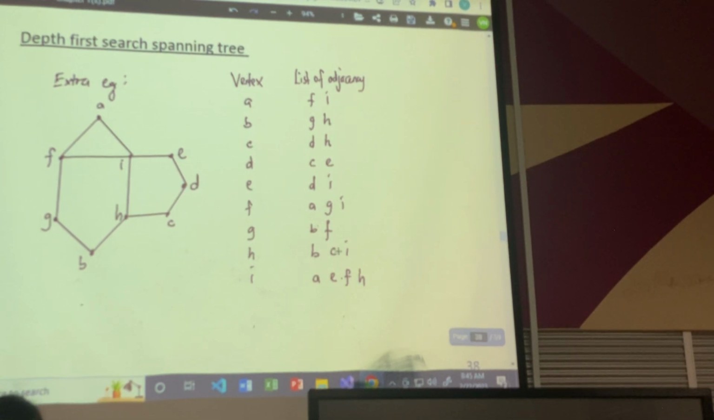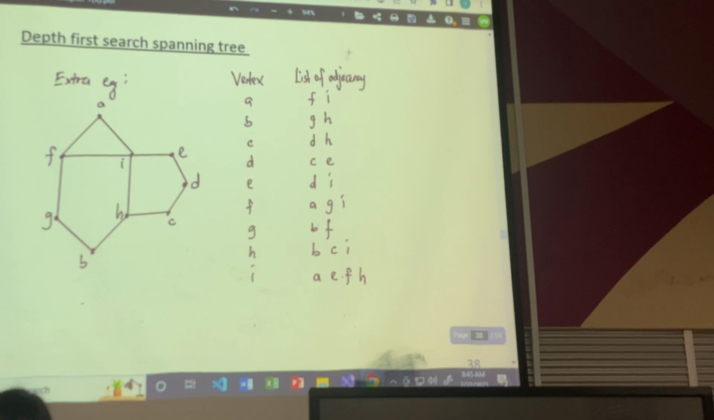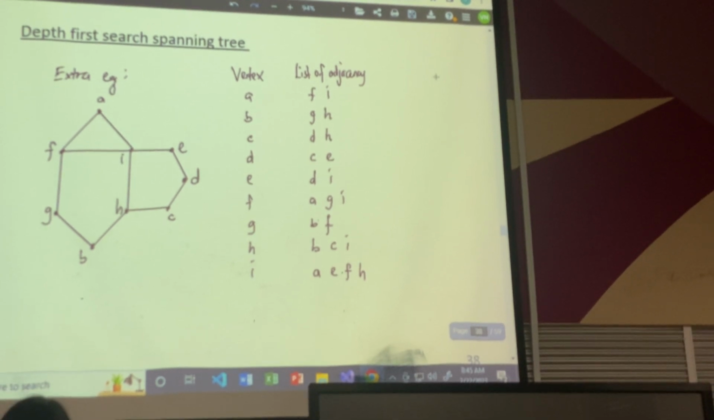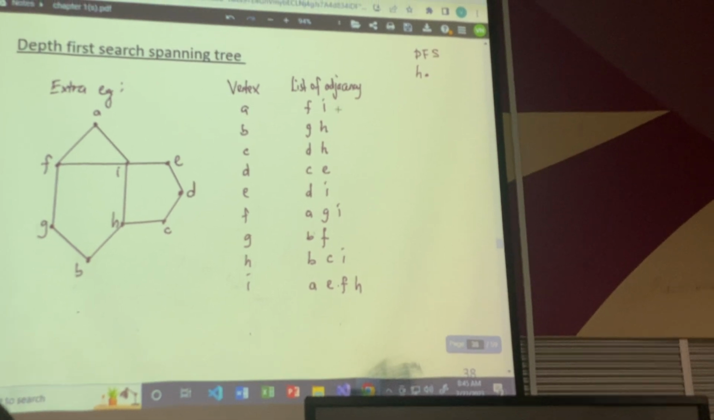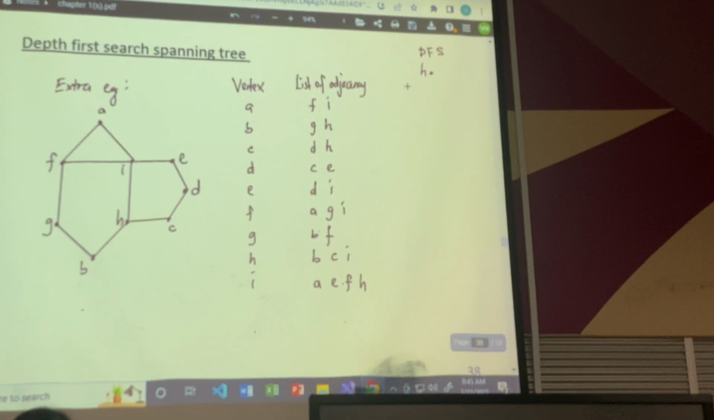Now, let's say we choose H as the root. Okay, start from H. So using the depth first search, can you do this first? Start from H, visit one by one, follow the list. See how your depth first search tree looks.